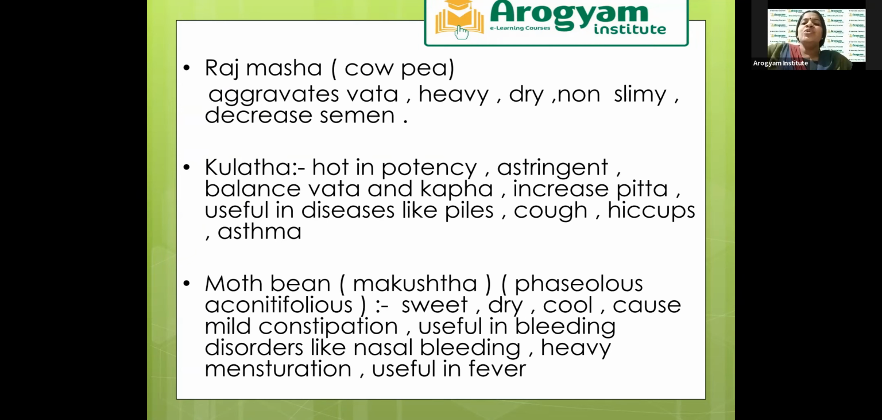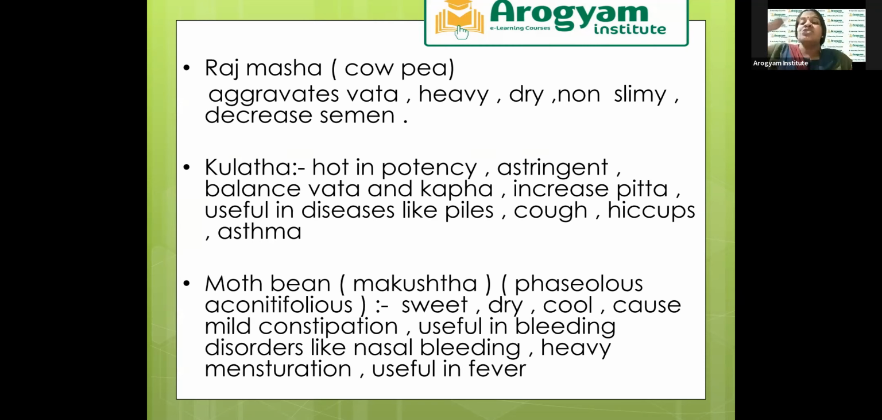Kulatta means kulthi. All of you know horse gram. It is hot in potency, astringent for taste, balances vata and kapha, increases pitta. Remember, always kulti ka zyada use karne se pitta dosh बढ़ जाता है शरीर में. Useful in diseases like piles, cough, hiccups, asthma. Then motbeen or makushta is Phaseolus aconifolius.